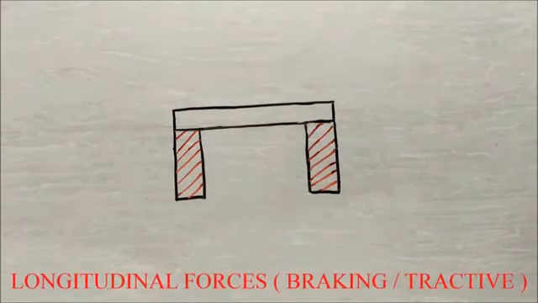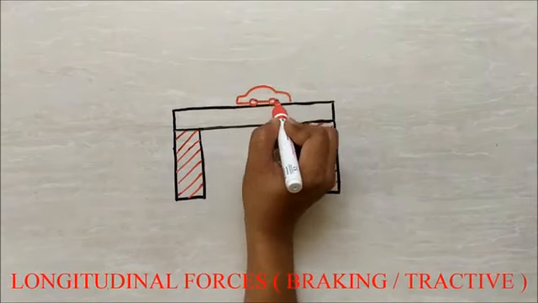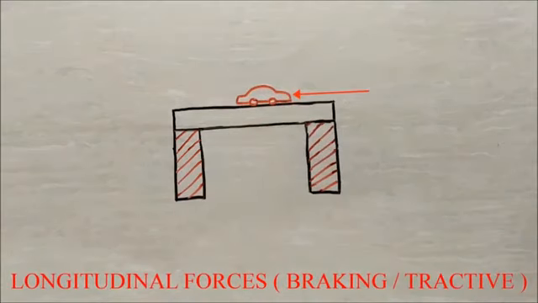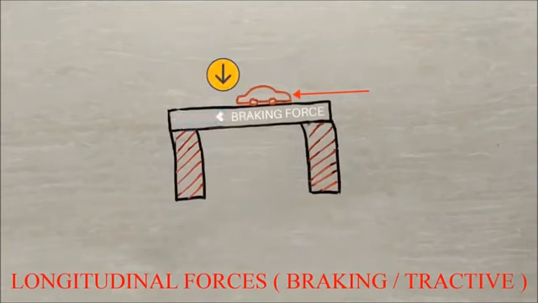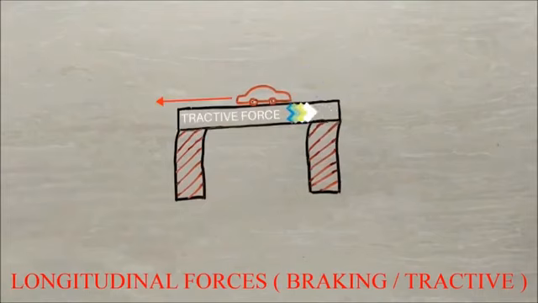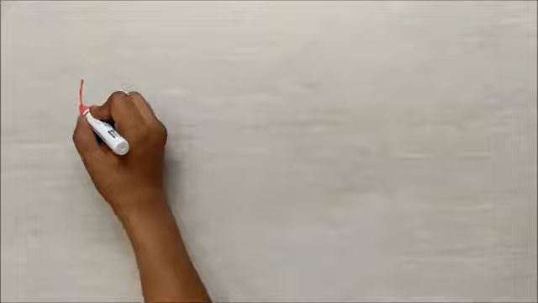Longitudinal forces, braking and tractive. Suppose a vehicle is crossing the bridge in that direction and suddenly applies the brakes above the bridge. Braking force results from this application of brakes. And if the vehicle suddenly accelerates just above the bridge, a tractive effect is caused through the acceleration of the driving wheels.